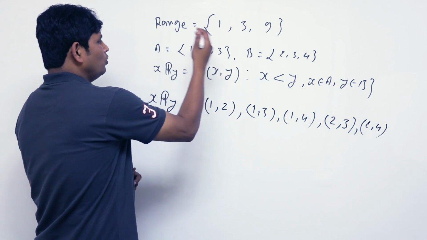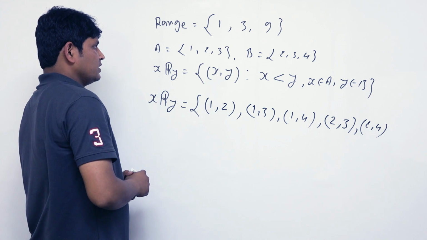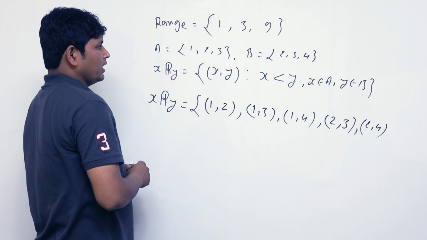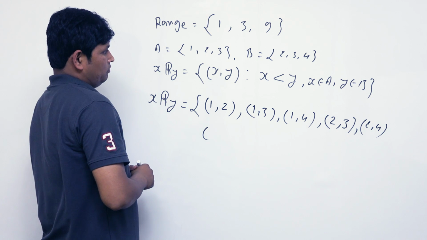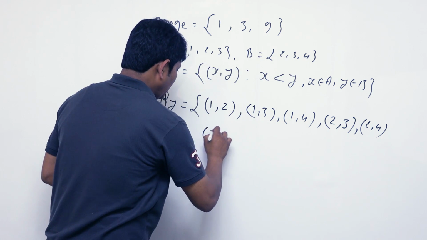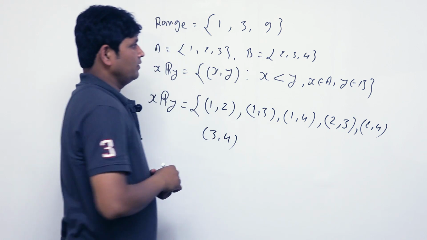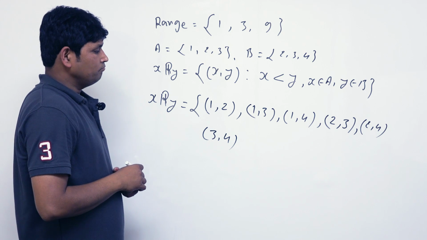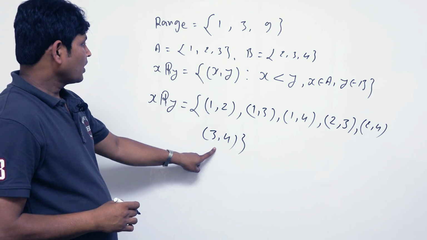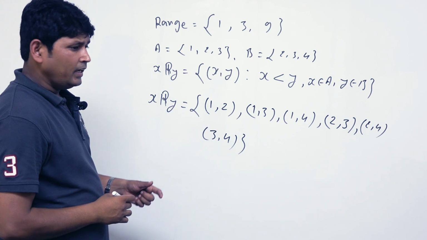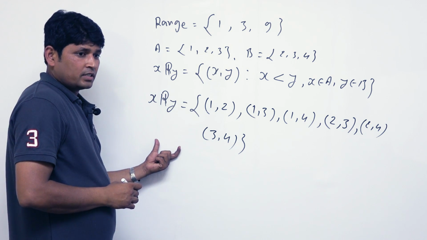With the 2, we find all the relations. With the 3, what can we take? Can we take 3 with 3? No. So we can take 3 with 4. Is there anyone else? No. So up to there, we can find the relation. So this is the relation. Now we have to find the domain of that relation.